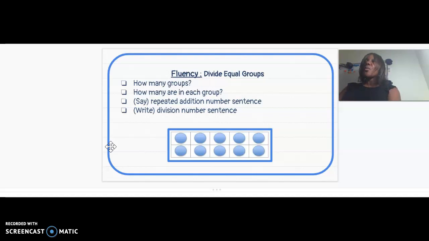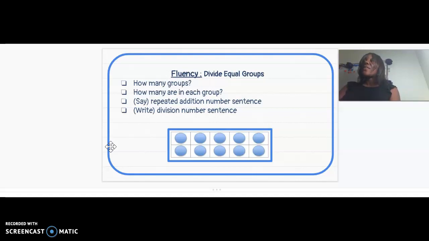Let's try more on your board. Erase your boards. Draw an array for 3 groups of 4. Did you draw 3 rows with 4 in each row? Correct. What's the repeated addition for 3 groups of 4? Right. 4 plus 4 plus 4 equals 12.